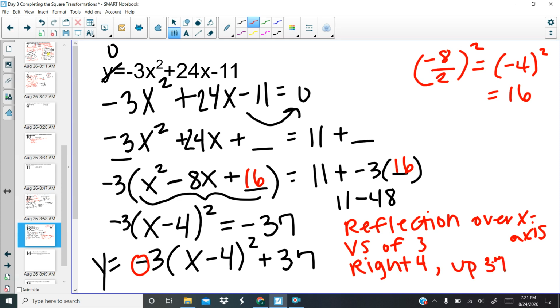So hopefully you guys were able to get that. And if you need more practice on this, just let me know and complete the completing the square homework assignment sheet.